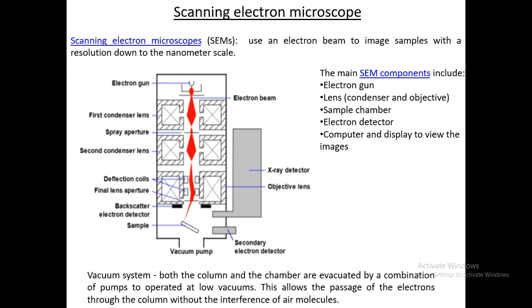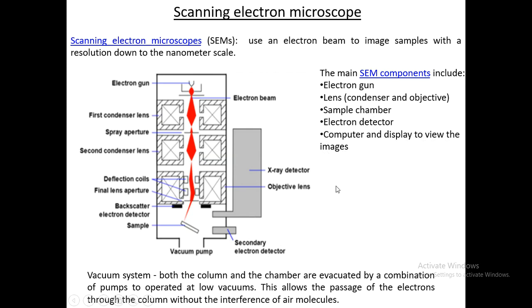Another microscope which I am going to explain is the scanning electron microscope. The scanning electron microscope uses an electron beam to image samples with resolution down to the nanometer scale. The main SEM components include the electron gun and lenses. The lenses can be of two types: condenser lens and objective lens. Then the sample chamber, this is the sample chamber. Electron detectors: there are three types of electron detectors: backscatter electron detector, secondary electron detector, and X-ray detector. Next, a computer and display to view the images.